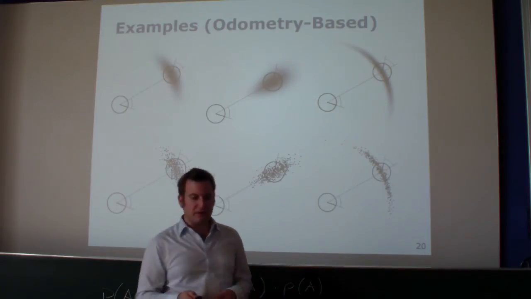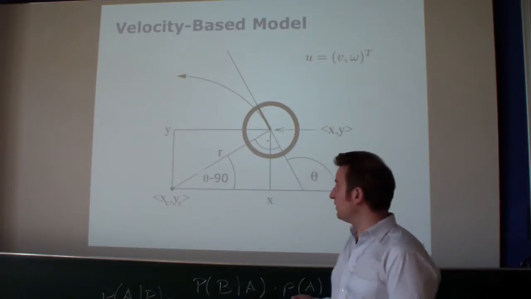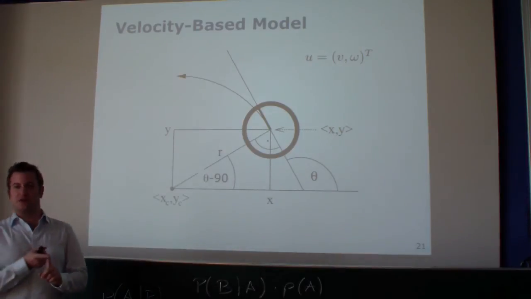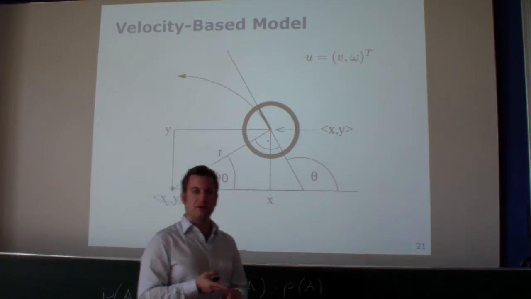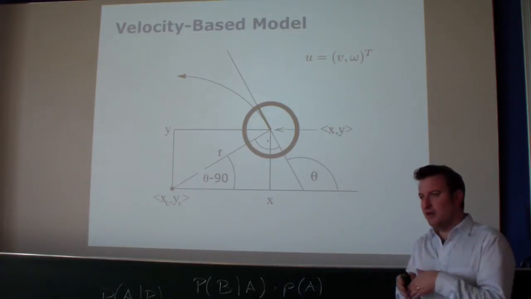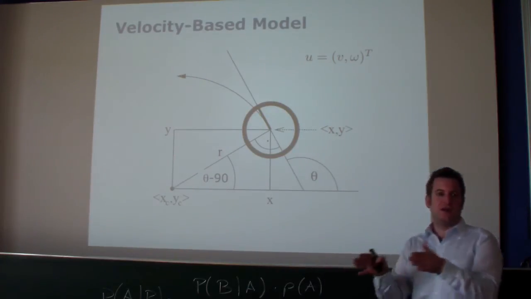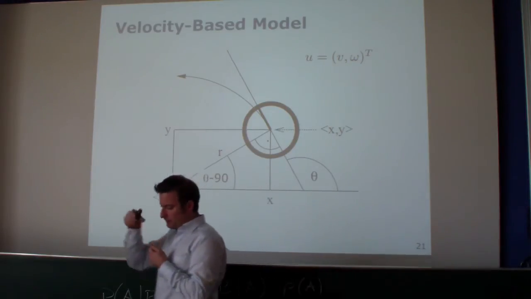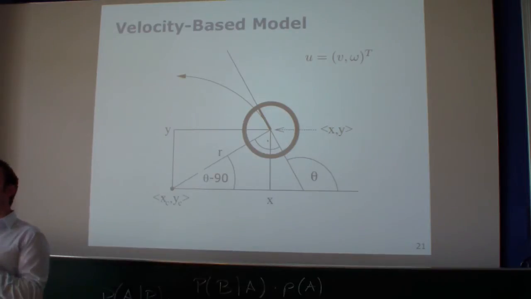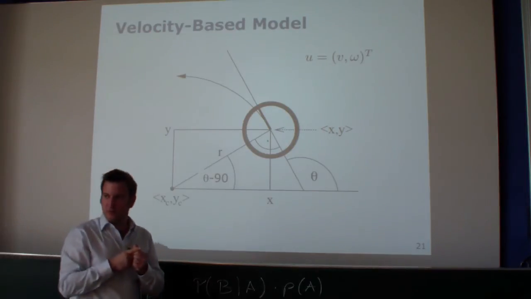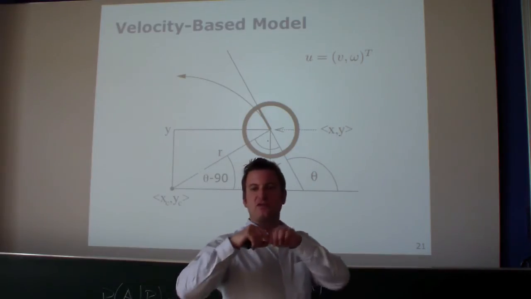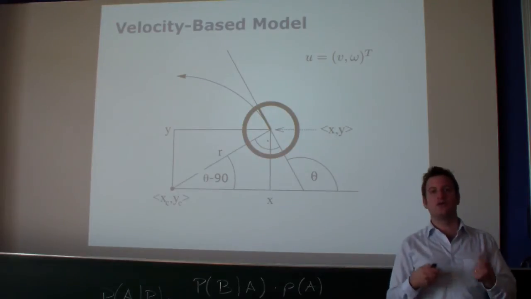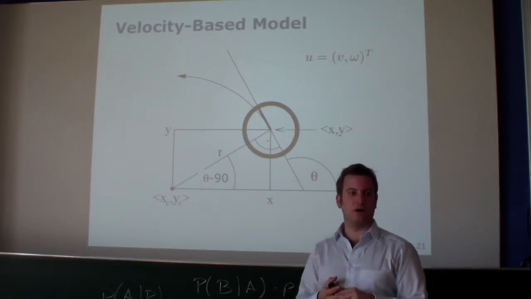Okay. So let's come to the second kind of model, which is the so-called velocity-based model. Here we typically assume we have a translational velocity and a rotational velocity. So if you execute the command, the robot drives forward with a certain velocity and rotates with a certain velocity. If we assume that in every discretized time step these velocities are constant, that means the robot drives in a circular arc. So with a constant translational velocity and a constant rotational velocity, the robot will drive in a circular arc.